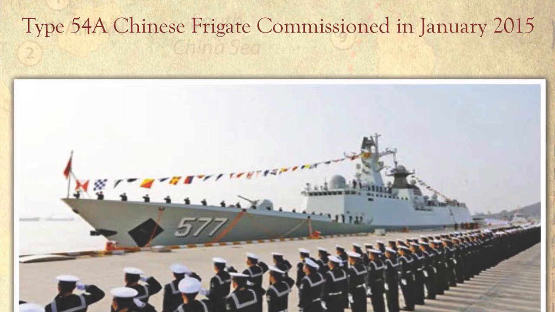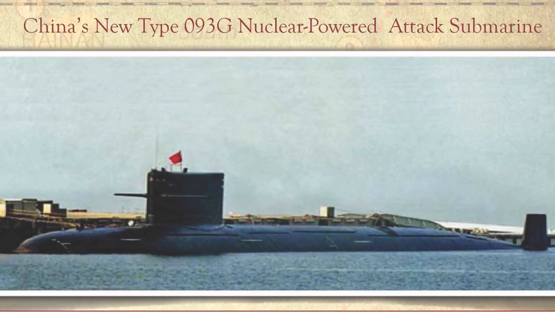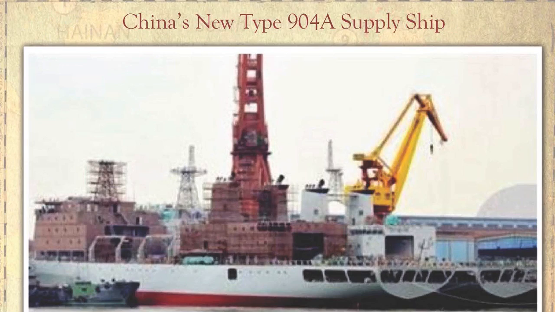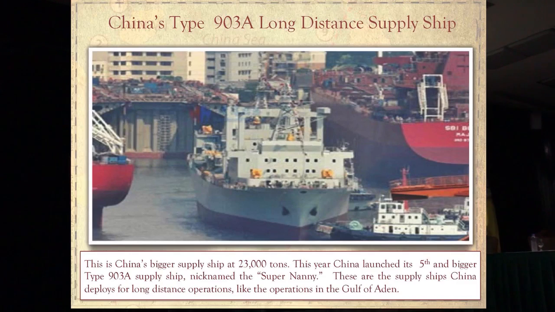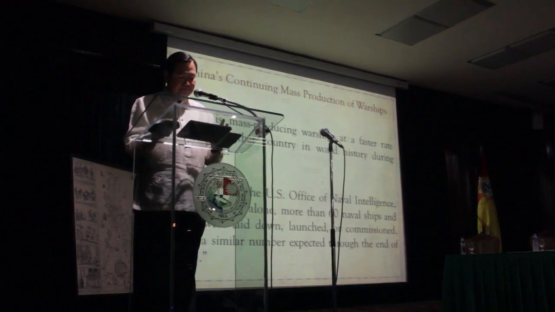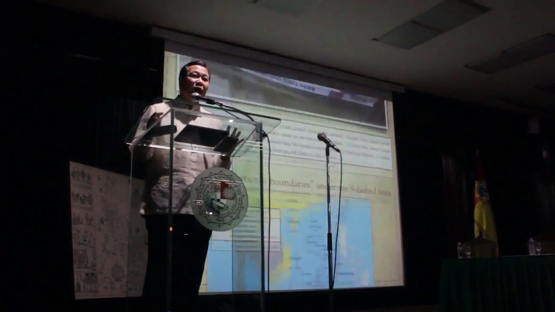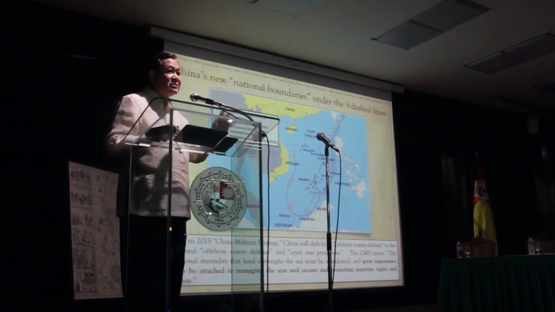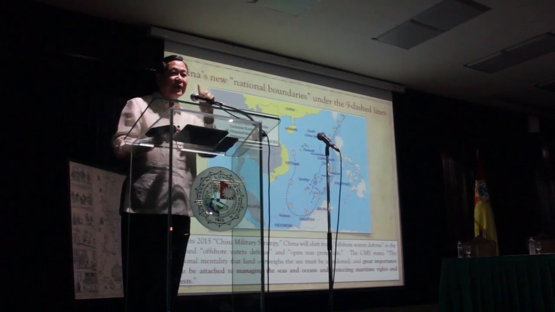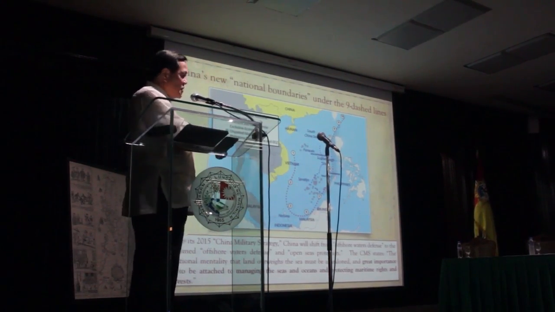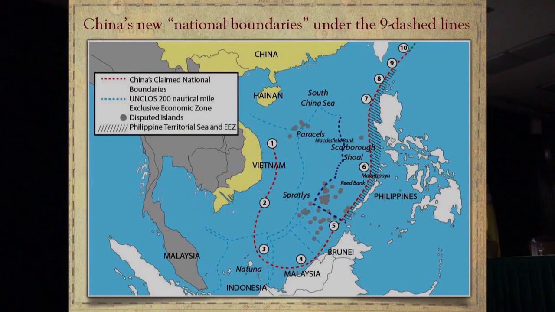China continues to mass produce warships at a faster rate than any other country in world history during peacetime. What will China do with all of these naval assets? Only one purpose. The primary purpose is to enforce its national boundaries in the South China Sea, to push everybody out of the South China Sea in terms of sovereignty.